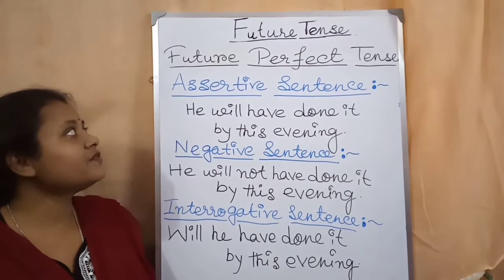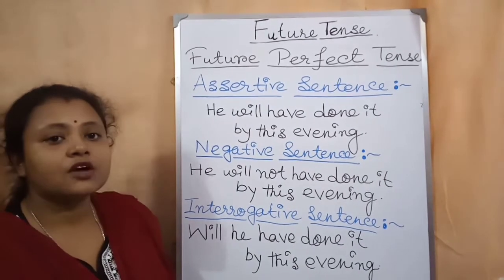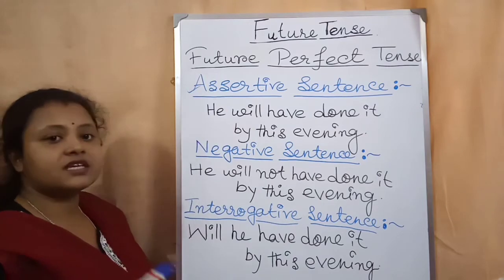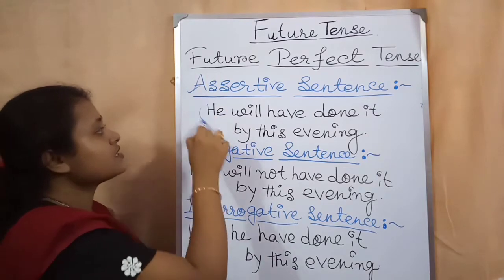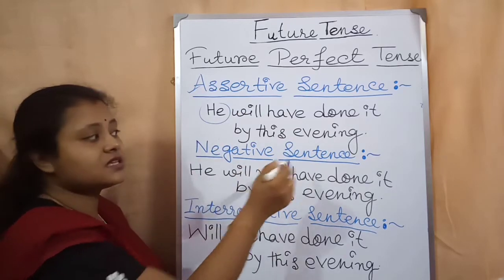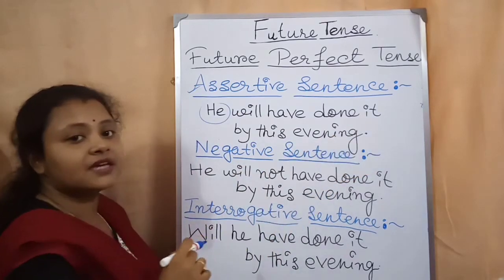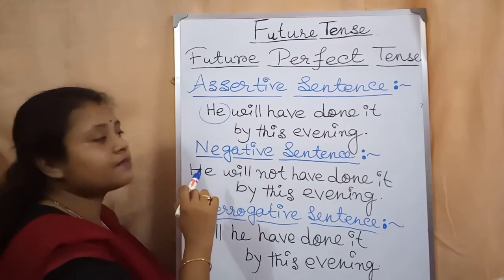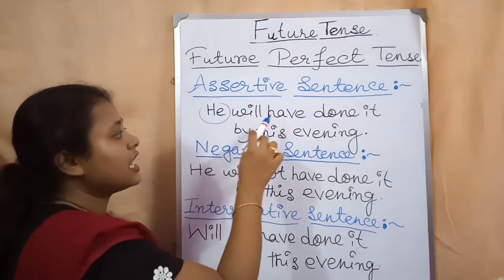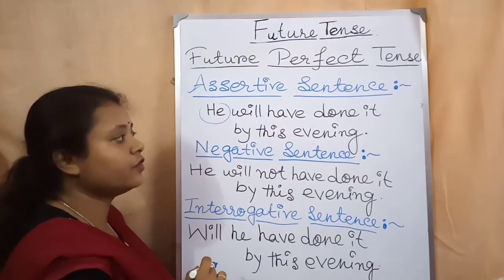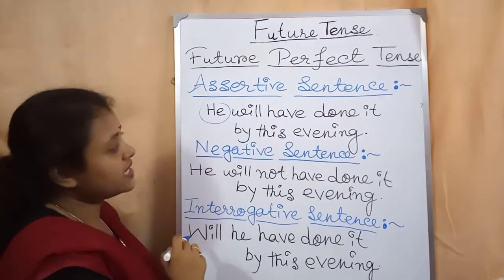Now let me give you some examples from future perfect tense. In assertive sentence, how will you write? First the subject: he will have done it by this evening. So this is an example, this is a sentence. So here he is a subject, after that will, after that have, then the past participle form of the main verb, then the rest of the sentence.